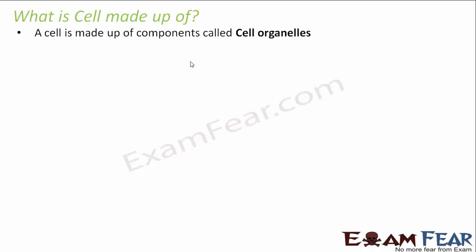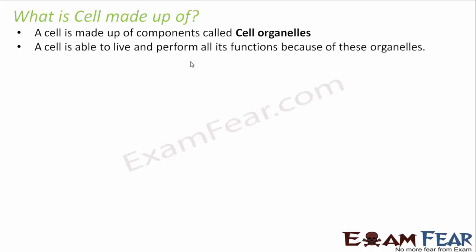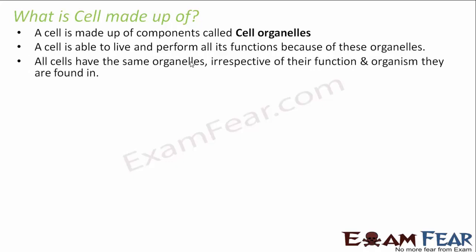Now, how was it first observed that a cell is also made up of cell organelles? A cell is able to live and perform all its functions because of these organelles. And even if a cell is performing some function, it will not happen magically, right? So a cell consists of different components called cell organelles. Each of these cell organelles performs a specific function. The functions performed by each of the cell organelles together make a cell live and perform its functions. All cells have the same organelles irrespective of their function and the organism they are found in.